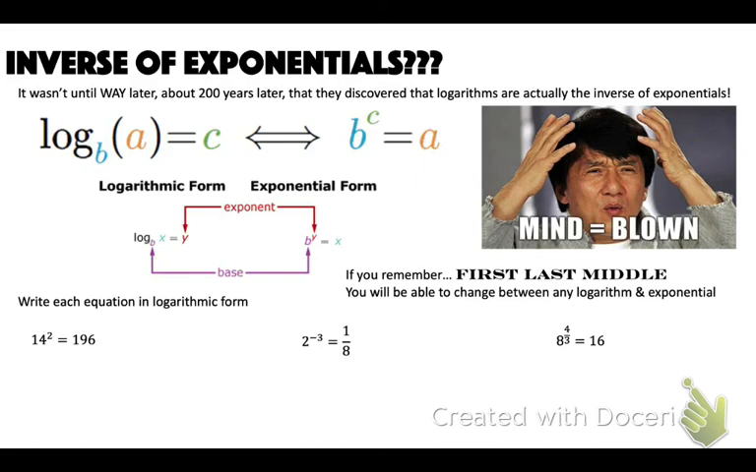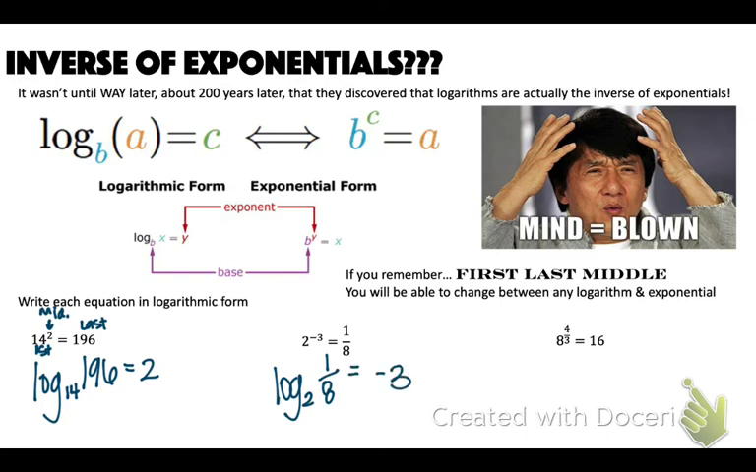So if we want to go from an exponential to a logarithm, we can still just think first, last, middle. So like this one, first, you always write the log, and then first, last, middle. So this would be the first, this is the last, and this is the middle. Okay, we can do the same thing here. So this would be log base 2, because the first, and then the last of 1/8 equals the middle term, which is negative 3. This last one will be log base 8, because first, last is 16 equals the middle.